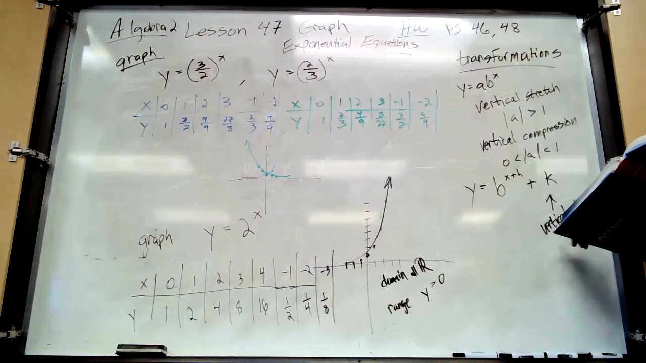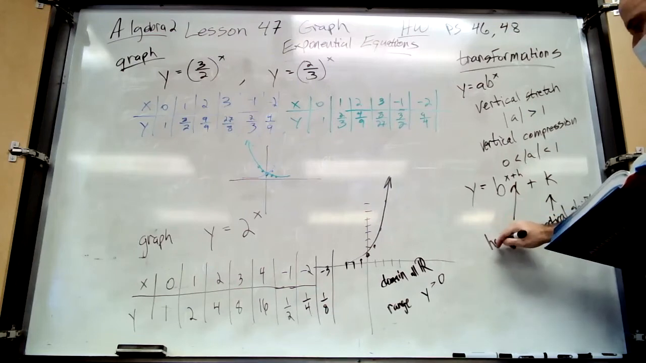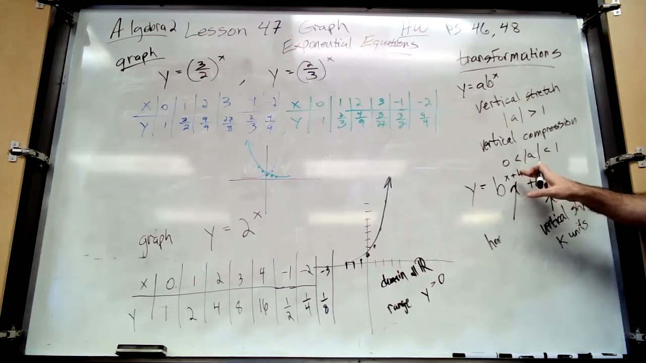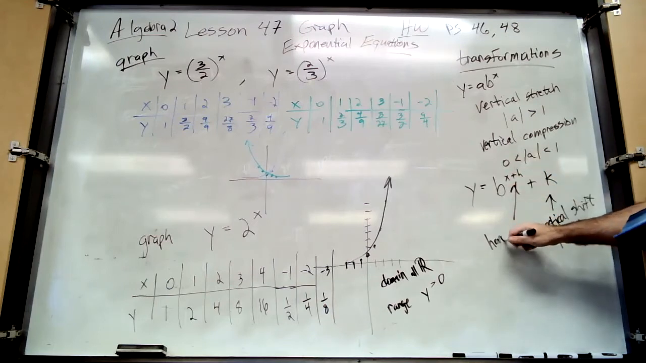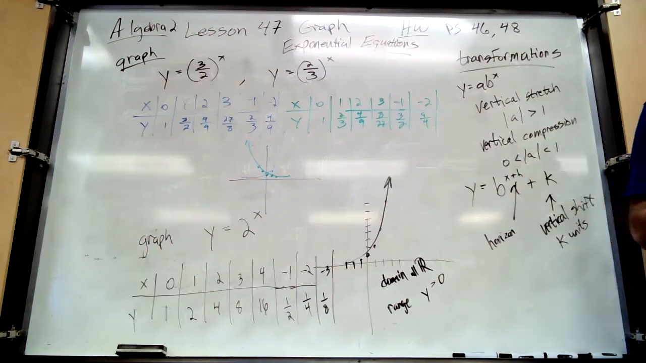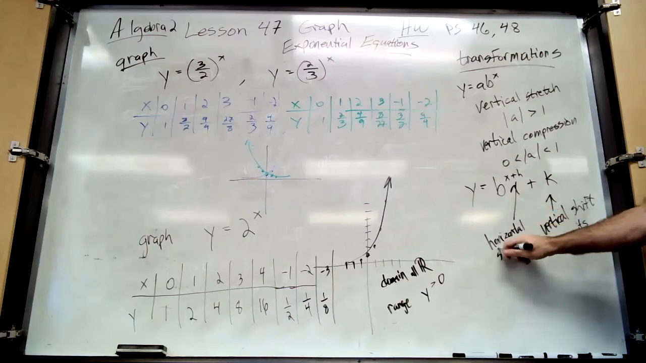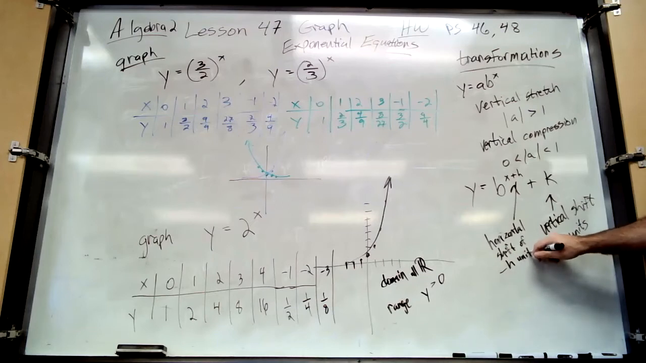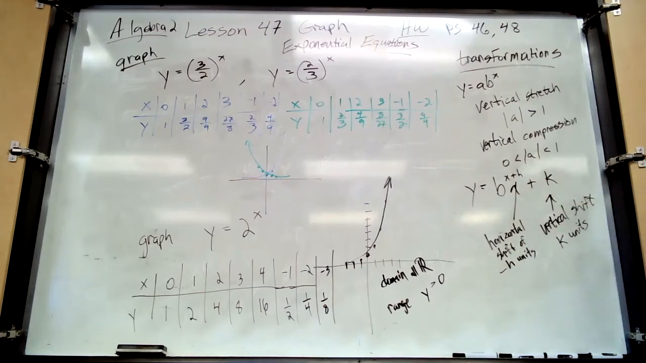Vertical shift, k units. And this is a horizontal shift of negative h units. Actually, I should have been wearing my glasses. They have minus h here, but I'm going to keep it like this. Horizontal shift of the opposite of that sign. Remember, horizontal shifts are the opposite of what they look like. Horizontal shift of negative h units. Or if I wrote it x minus h, it would be h units.